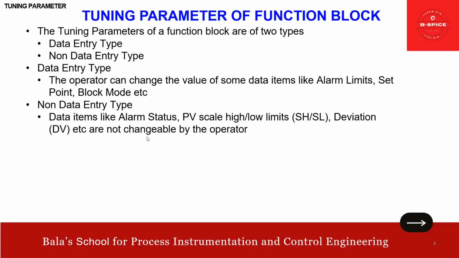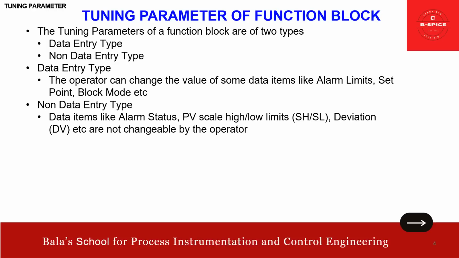What is the non-data entry type? Data items like alarm status, PV (process variable), scale high and low limits (SH, SL), and deviation are not changed by the operator. Here you may ask, what is this deviation? Basically, a deviation alarm is commonly used to report excess deviation between the desired level of a process value and the actual measurement of that value. So the deviation alarm becomes active when the deviation exceeds or drops below a defined limit.